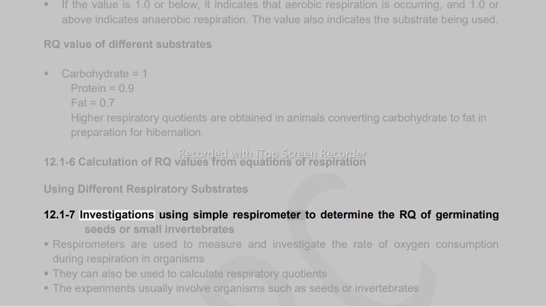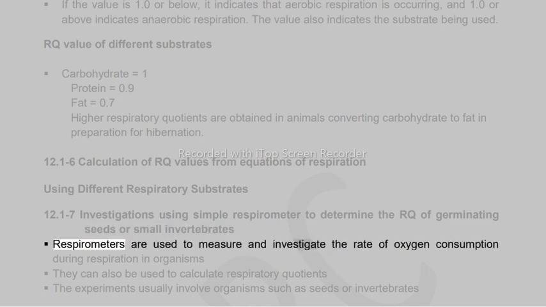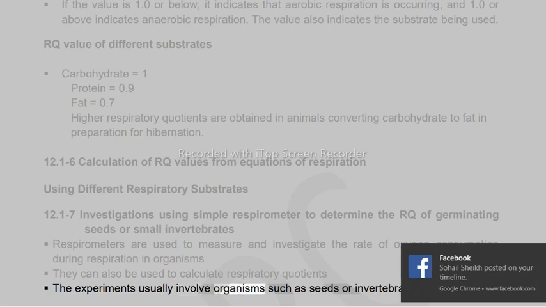12.1-7 Investigations using a simple respirometer to determine the RQ of germinating seeds or small invertebrates. Respirometers are used to measure and investigate the rate of oxygen consumption during respiration in organisms. They can also be used to calculate respiratory quotients. The experiments usually involve organisms such as seeds or invertebrates.